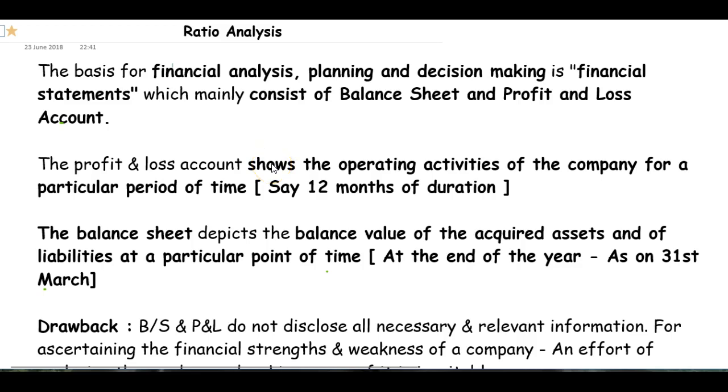Hello friends, welcome to the lesson on ratio analysis. This topic is very much important for RBI Grade B examination under finance and management section.